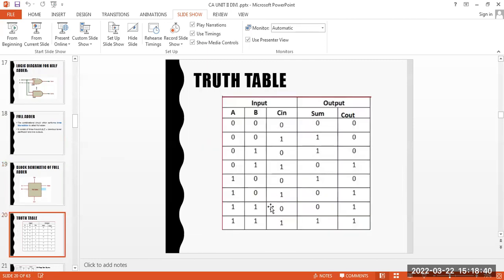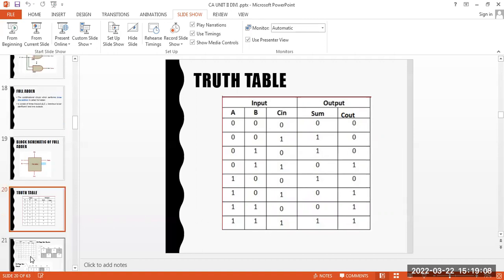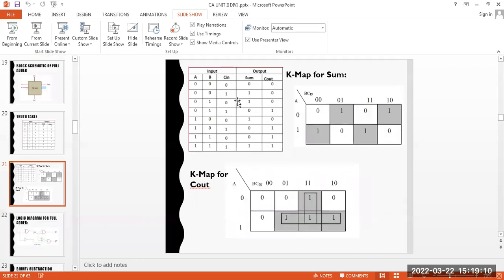This is the truth table for the full adder. When all the inputs are 0, sum is 0 and carry is 0. If we have 0 plus 0 plus 1, the sum is 1 and carry is 0. When we get 1 plus 1, the carry value is 1 and the sum value is 0. If we have three ones, the sum is 1 and the carry is also 1. So this is the truth table.